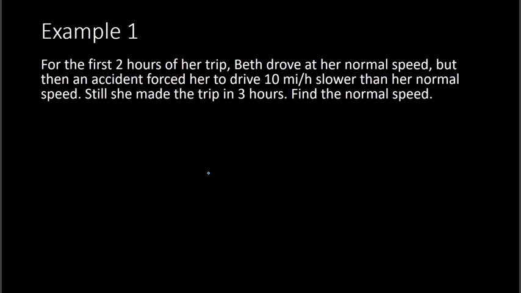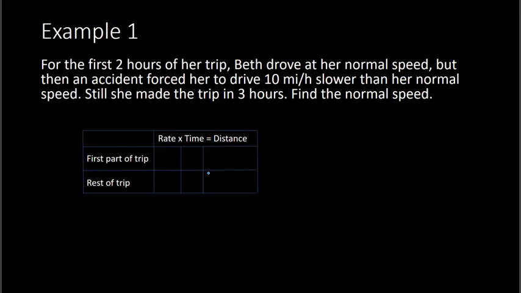We have rate and time. So we can do our table here where you have rate times time equals distance. And then you have the first part of the trip and then the rest of the trip. So her rate for the first part is her normal speed. So that would be r. And then the time she traveled at that speed was 2 hours. So her distance is rate times time, or r times 2, which is 2 times r, or 2r.